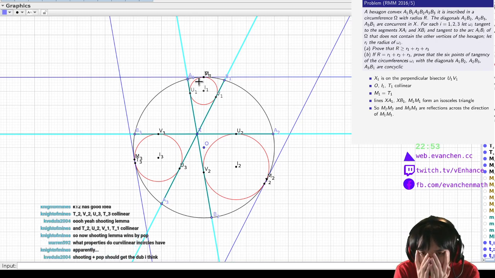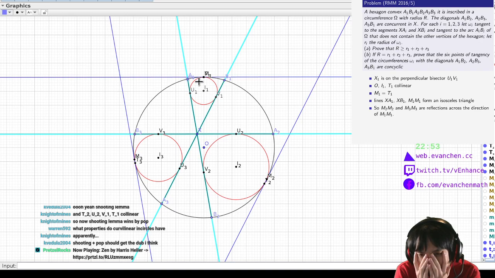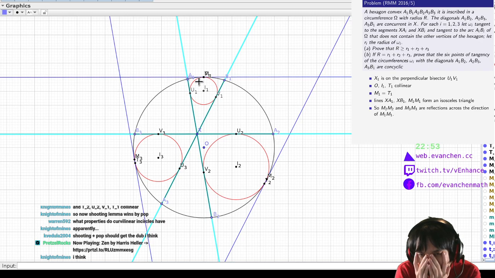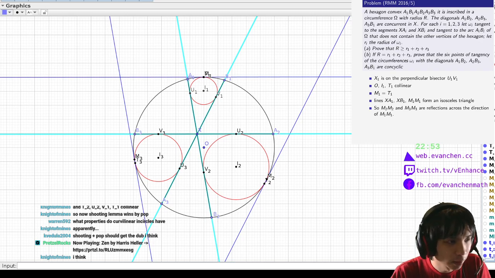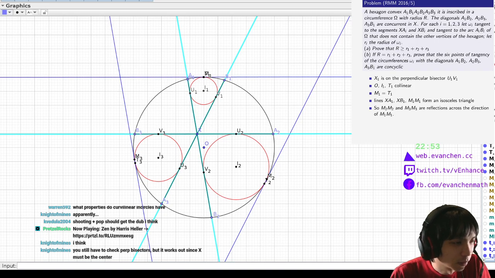So you're saying that by power of a point, it gives you like U3, V2, V2, U3, V3, U1 cyclic. Are you serious? Okay, so from our duplicated point. That's absurd. So T3 V3 times T3 T1 is equal to T3 U3 times T3 T2.